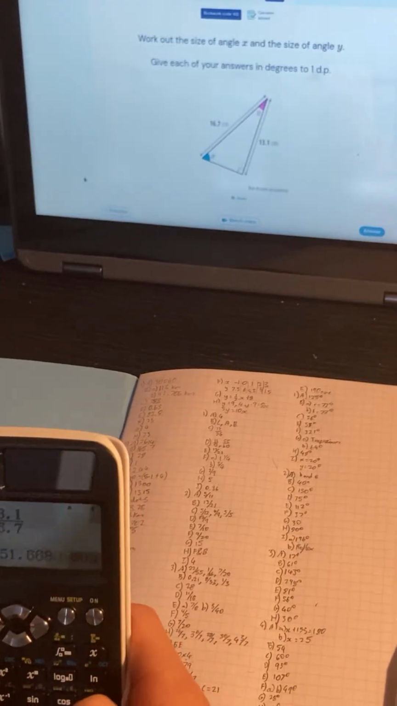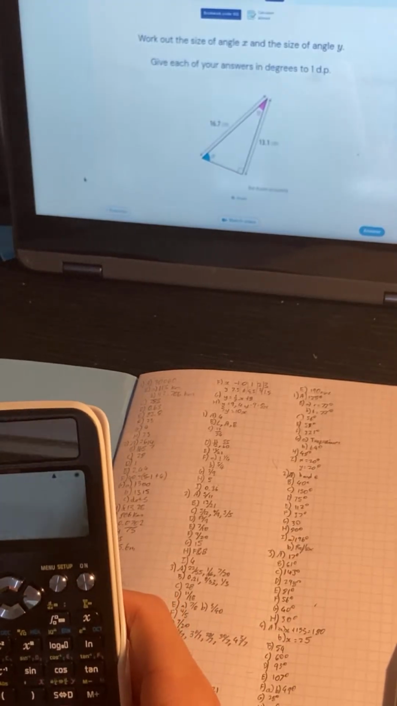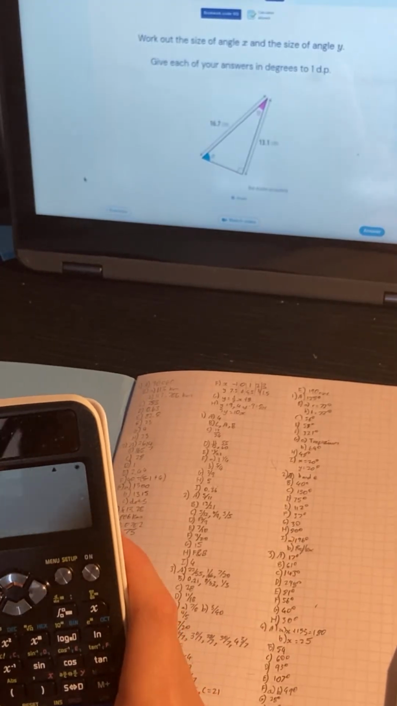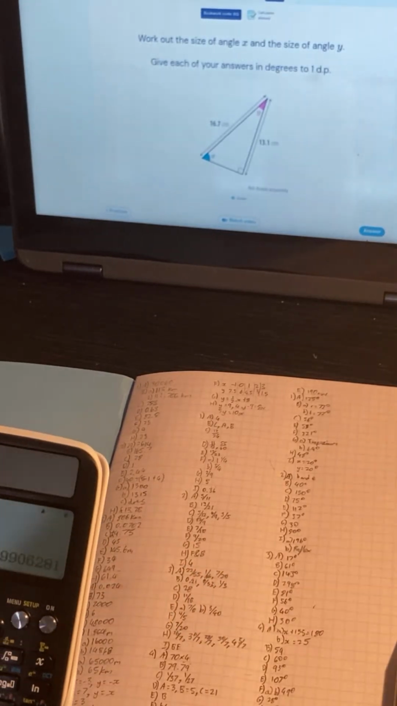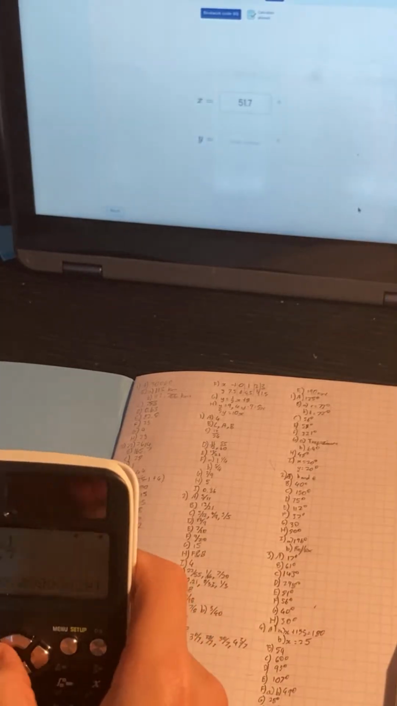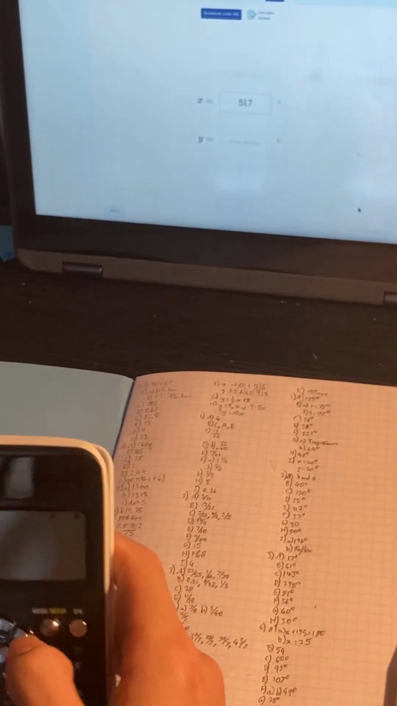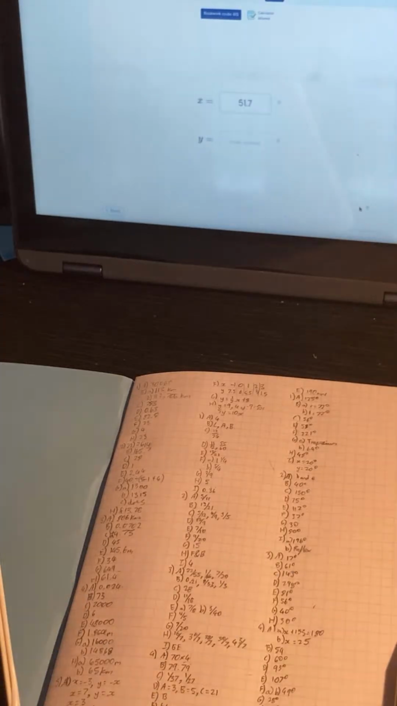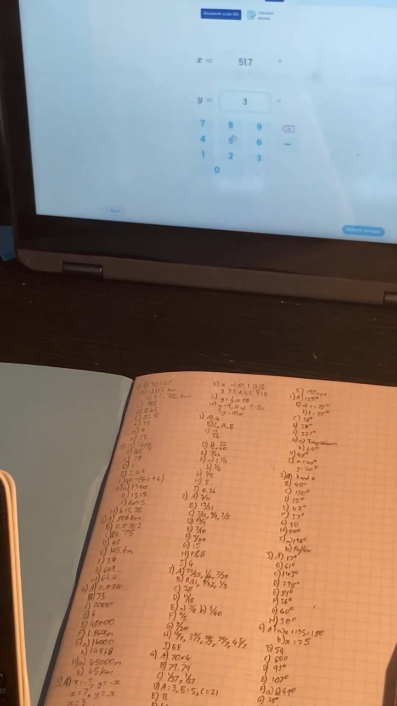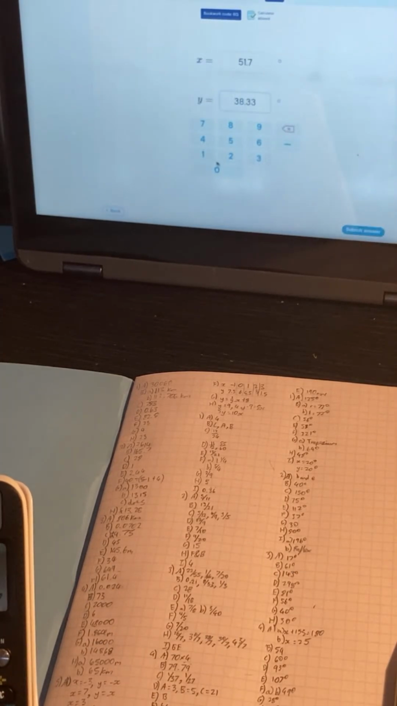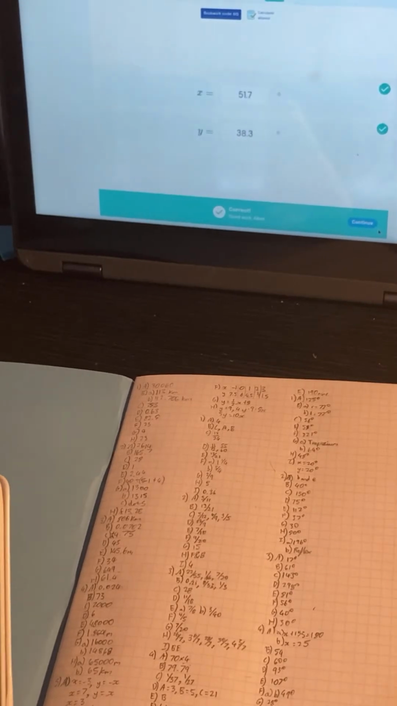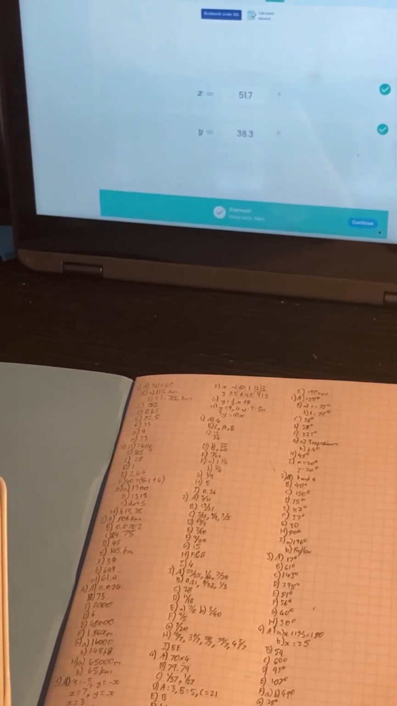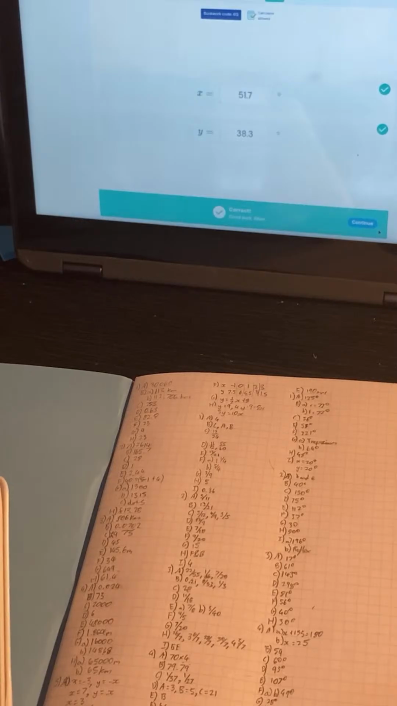Then that's cosine. 13.1 over 16.7. That is wrong. There we go, that's a more sensible number. Instead of a 1 degree angle. X equals 51.7, Y equals 38.3, H.